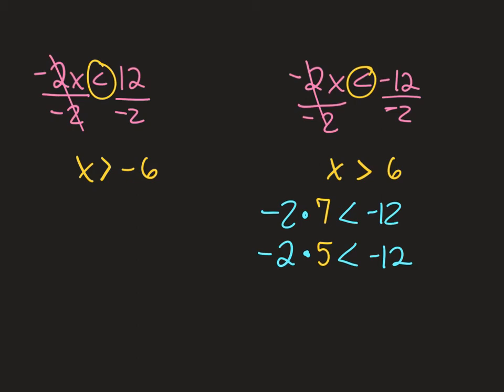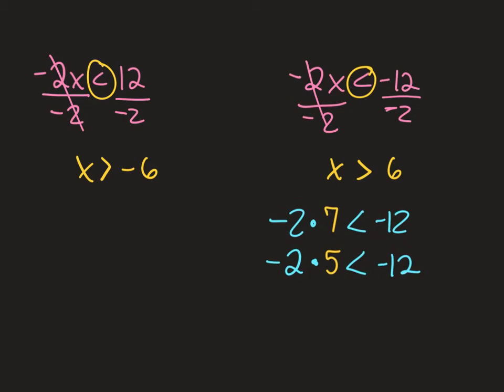And here's why. What is negative 2 times positive 7? I should have given myself some space. Okay, negative 2 times positive 7 is negative 14. Is that a true statement? Is negative 14 less than negative 12? Well, it's hard when we're doing negatives, but yes, negative 14 is smaller than negative 12.